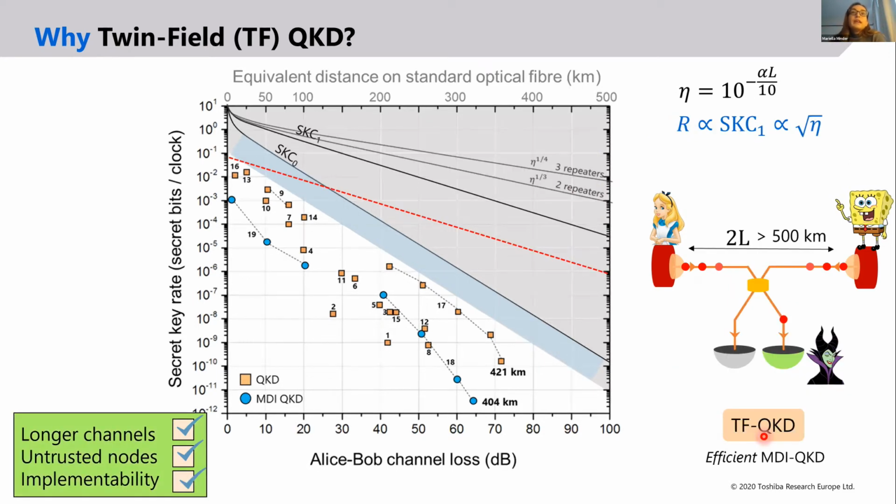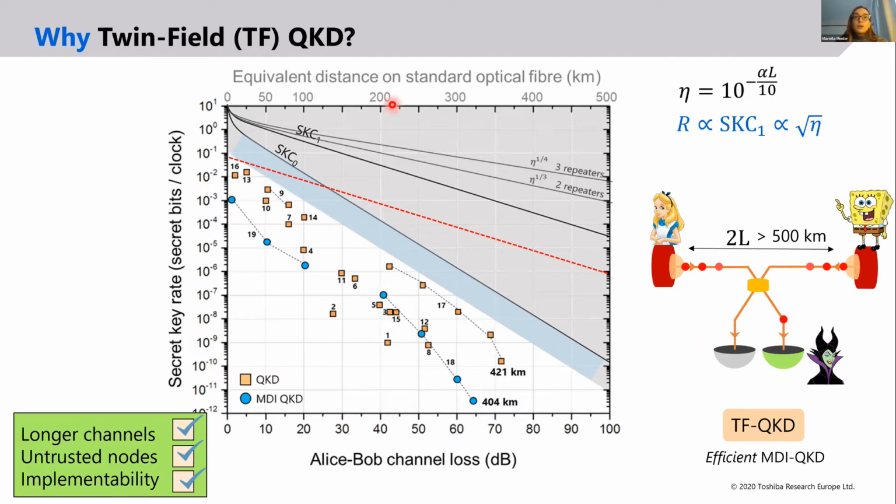So twin-field QKD is giving us a solution to this problem, a solution that is readily implementable. Twin-field QKD is an efficient MDI QKD protocol, so it's still measurement device independent. It still uses a 3-node architecture. However, because it does not utilize a Bell state measurement, from single counts, so from single clicks on the detector, we can still distill our key.